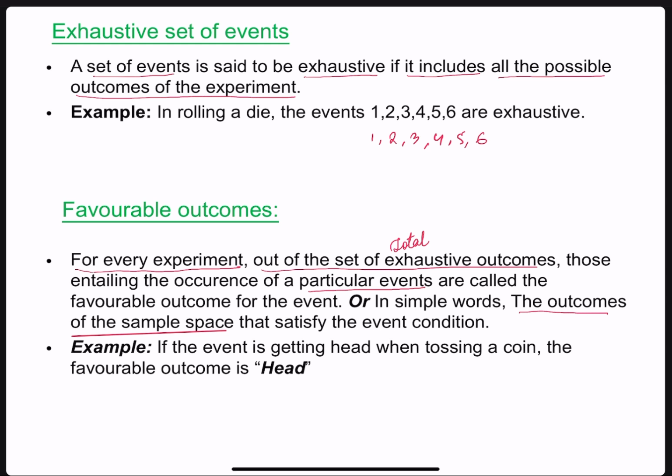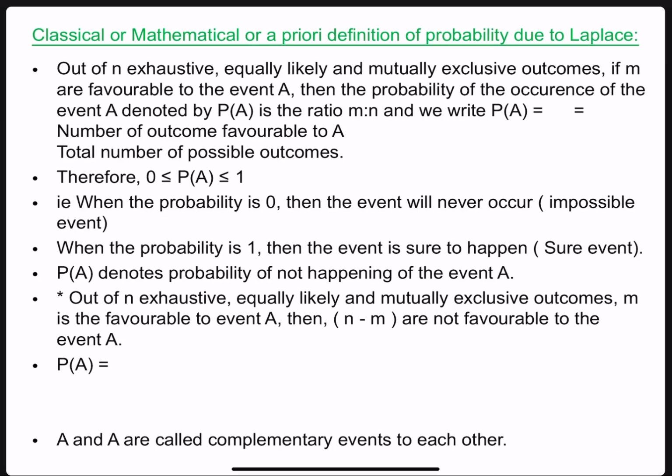So if the event is getting head when tossing a coin, the favorable outcome is head. Suppose in rolling a die, the event is getting an even number. What are those even numbers? 2, 4, and 6. This is called the favorable outcome.